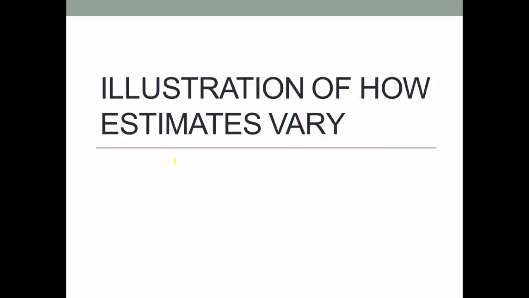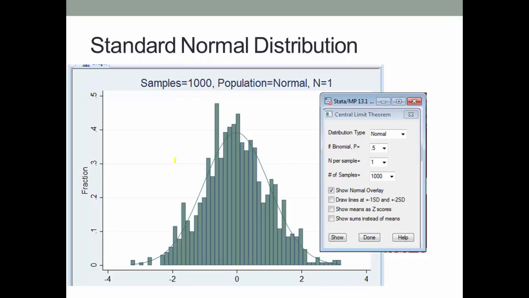So the first thing I want to illustrate is how estimates vary. That is to say, if you take a sample average, for example, you will get one value, and if you take sample averages repeatedly, you will get different estimates each time. So this is a cut and paste out of Stata. What I've done is I've taken a normal distribution, and you can see that on the distribution type. We've basically sampled one person, and then we've sampled another person, and then another person, and we've done that 1,000 times.